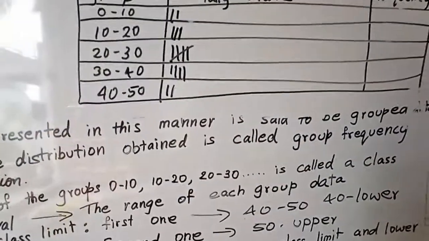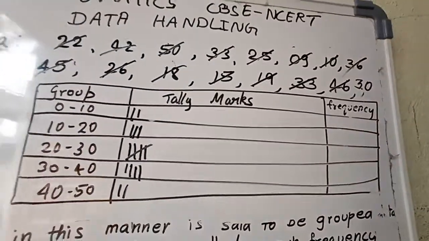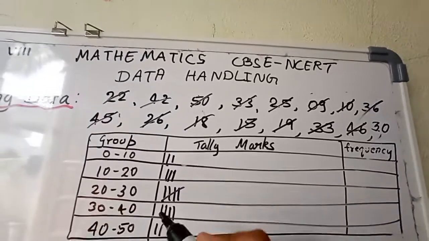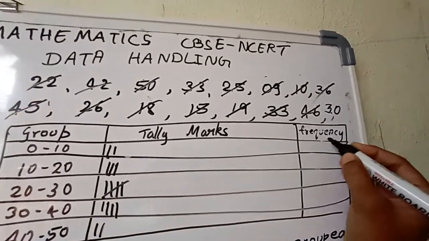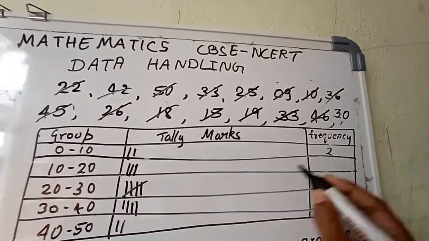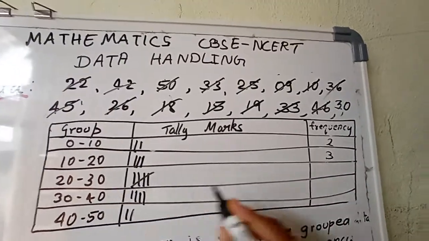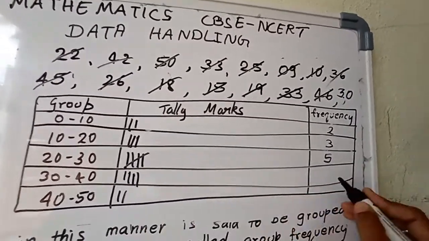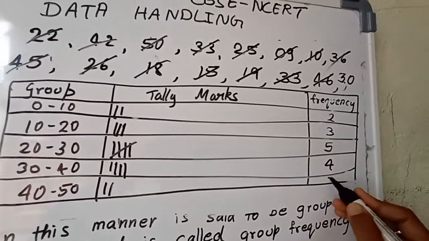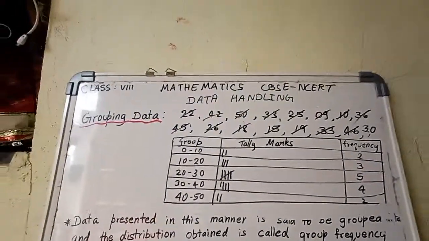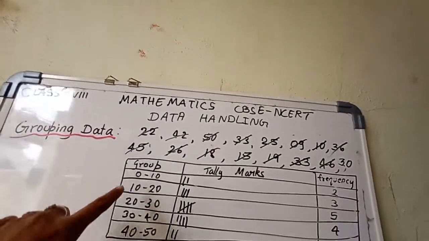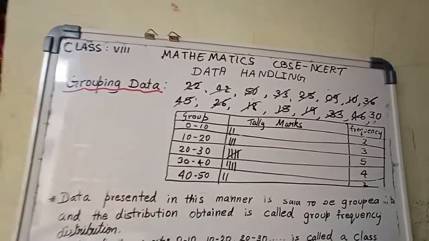When it is the fifth one, we have to put the slant. The same data, how did we change it? Now 0 to 10, how many tally marks are there? 2. Here 3. Here 5. Here 4. Here 2. Now you can understand that we made this data in the form of groups.